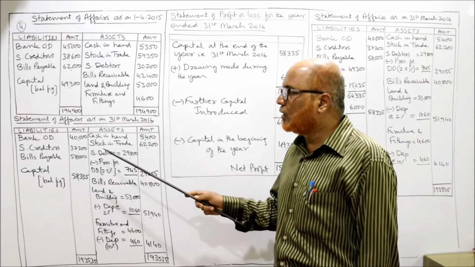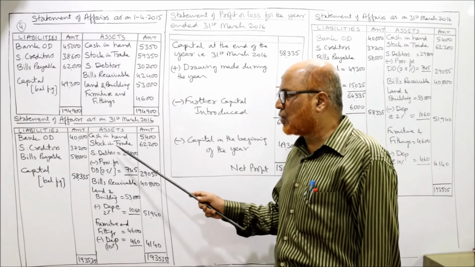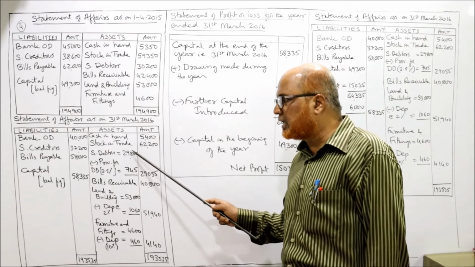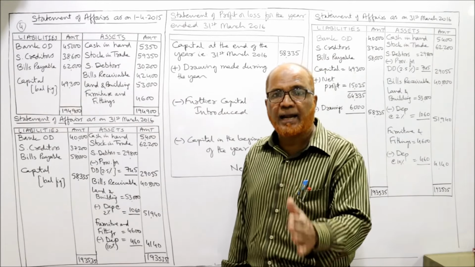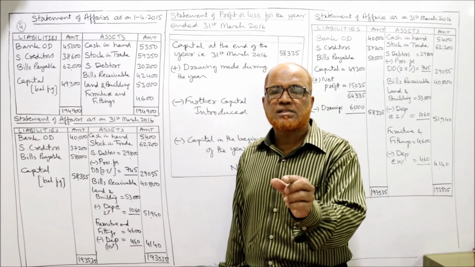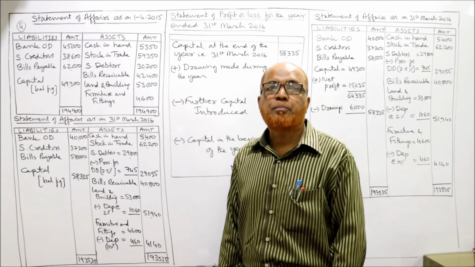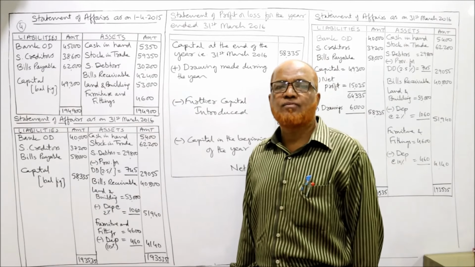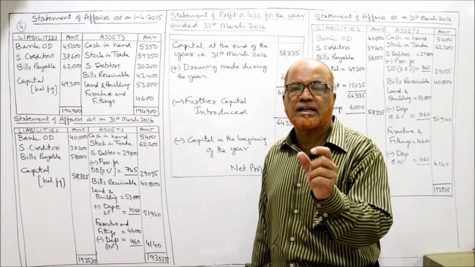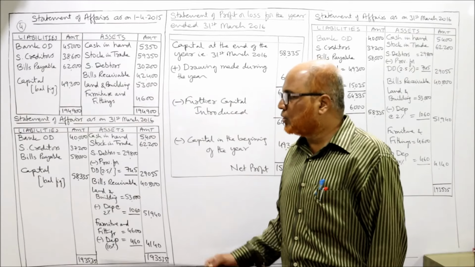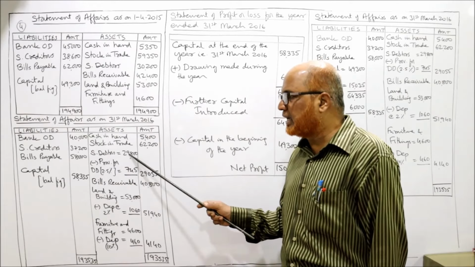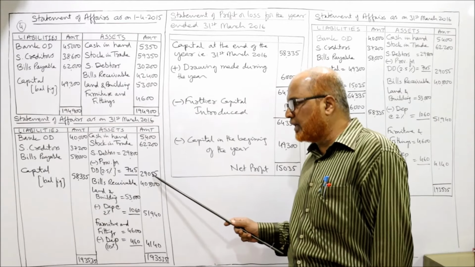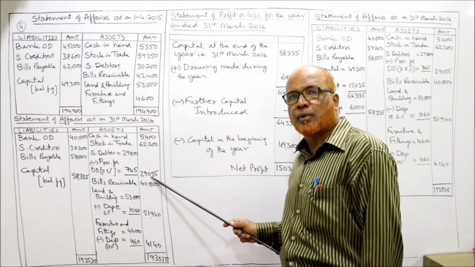Now we'll take cash in hand 5,400, stock in trade 62,200. Sundry debtors are given 29,800 at the end of the year. From this we subtract the provision for doubtful debts. It is given in the adjustment. Provision for doubtful debts, it is asking you to provide a 2.5%. So 2.5% of 29,800, you will get 745. Subtract, deduct 745, you get 29,055 after provision.